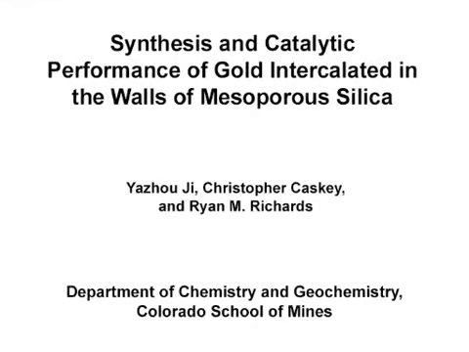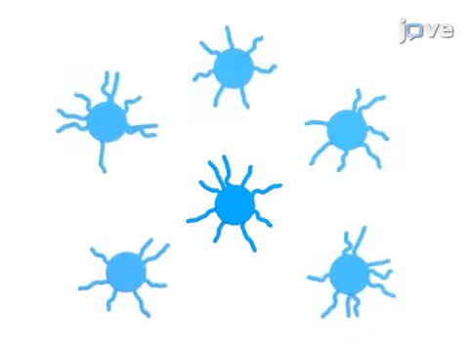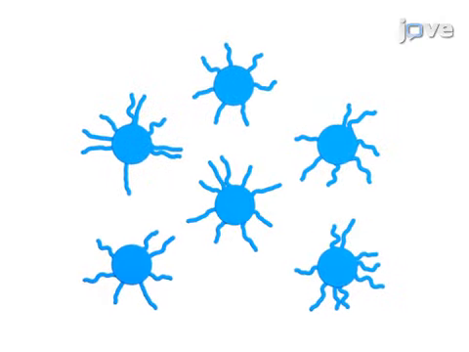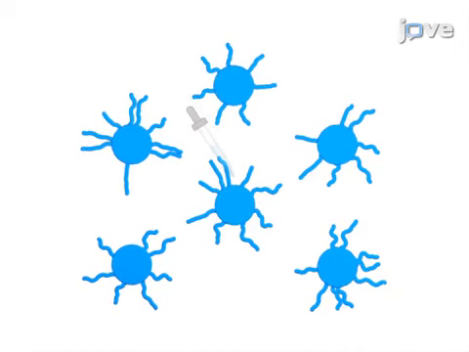The overall goal of this procedure is to synthesize novel catalytic materials with nanogold intercalated in the walls of mesoporous silica. This is accomplished by first forming micelles with the addition of surfactant, which act as a template for the formation of mesoporous silica.